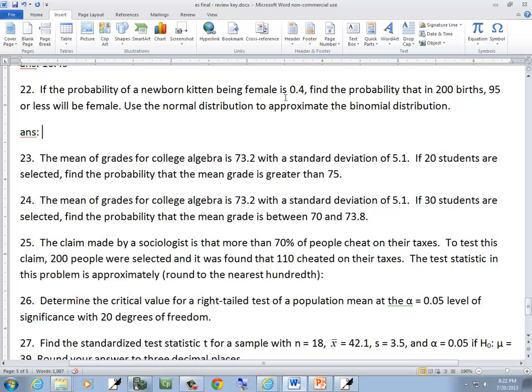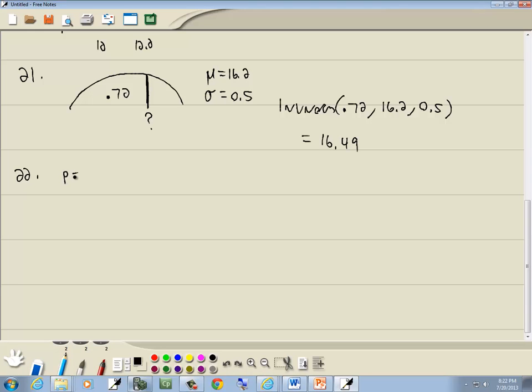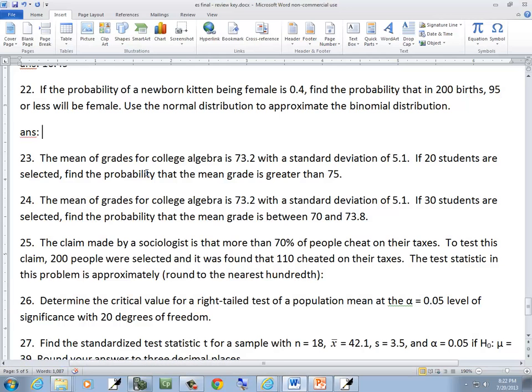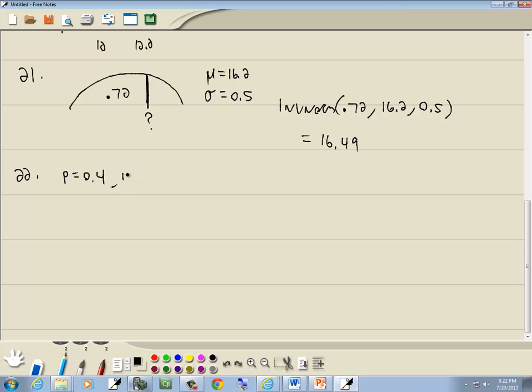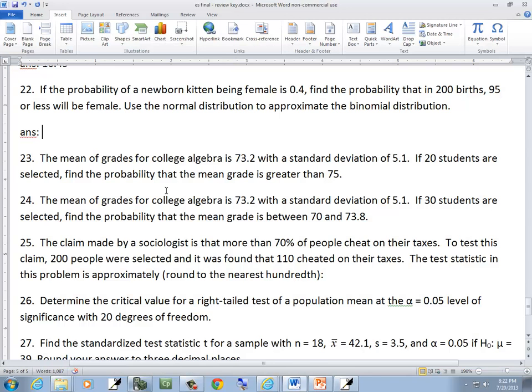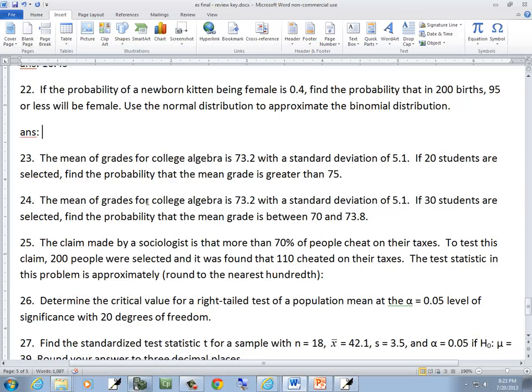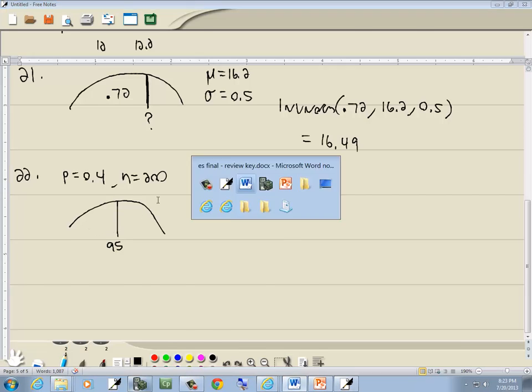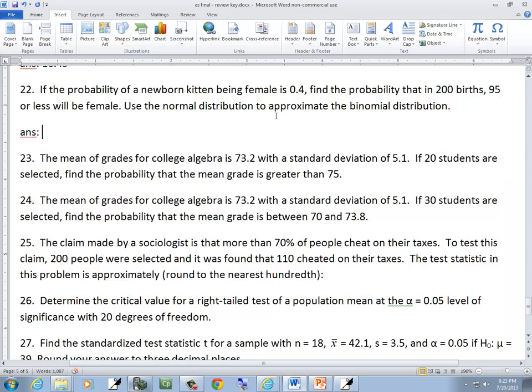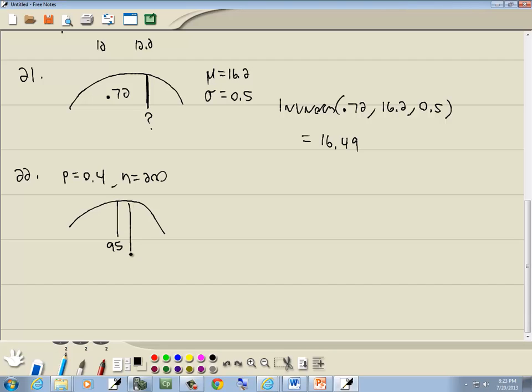Okay, probability of being born is 0.4. So they're telling us p is 0.4. That's little p. Find the probability in 200 births. So n is 200. 95 or less will be female. Okay, 95 or less. Less means I shade to the left. 95 or less, so it includes 95. So I'm going to add 0.5. So this becomes 95.5. I'm shading this way.